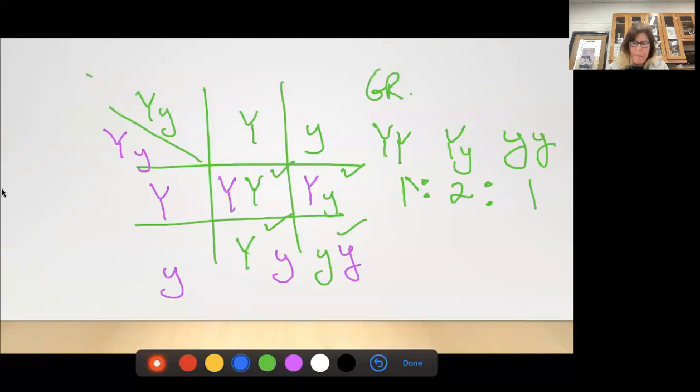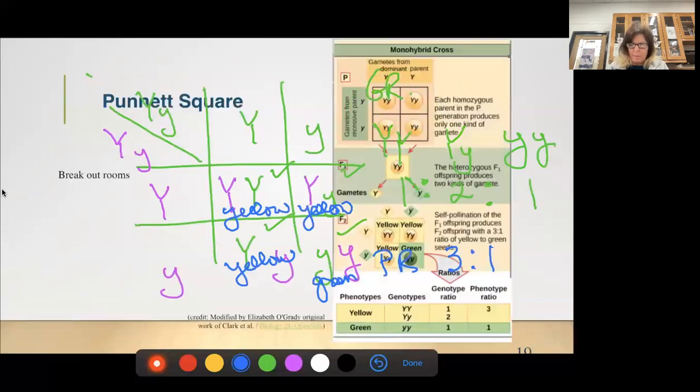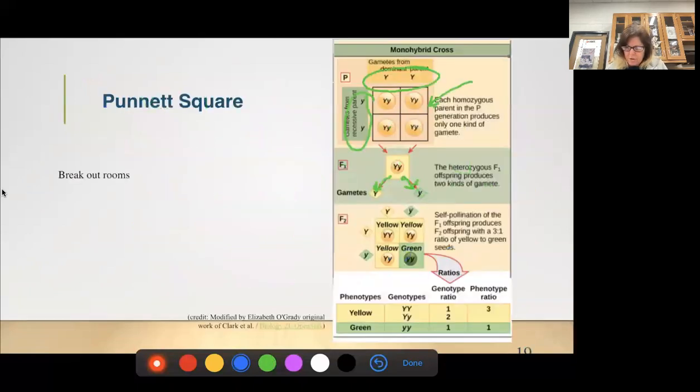Now, when I look at my PER, this one here is going to be yellow, yellow, yellow, green. So my ratio will be 3. You always start with the dominant. 3 dominant to 1 recessive, or 3 yellow to 1 green. All right. And that's what we're seeing here. We get that ratio of 3:1.